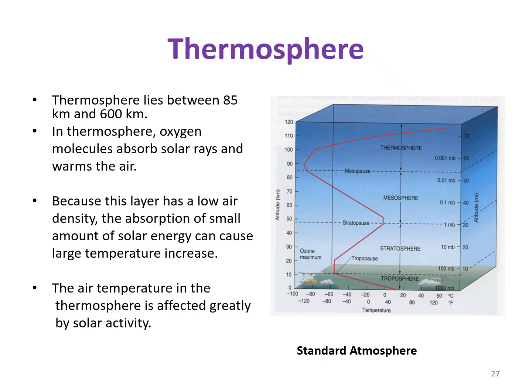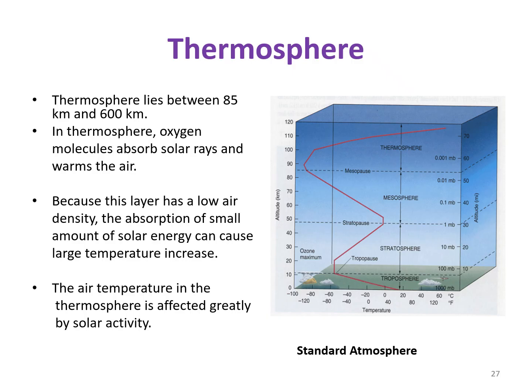Coming to thermosphere. Thermosphere lies between 85 kilometers and 600 kilometers. In thermosphere, temperature rises very rapidly with increasing height. This layer helps in radio transmission, and in fact, radio waves transmitted from the Earth are reflected back to the Earth by this layer. As this layer has a low air density, the absorption of a small amount of solar energy can cause large temperature increase.